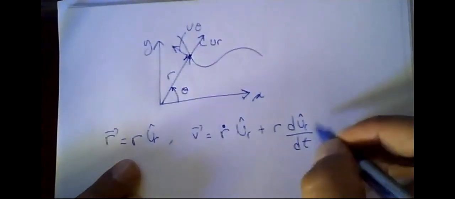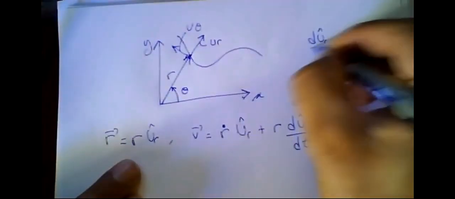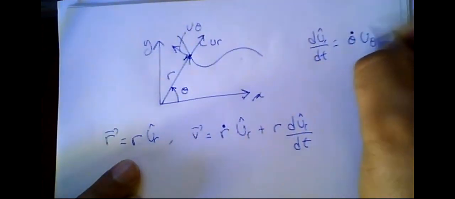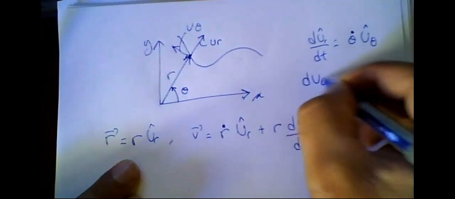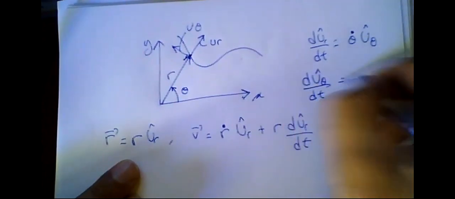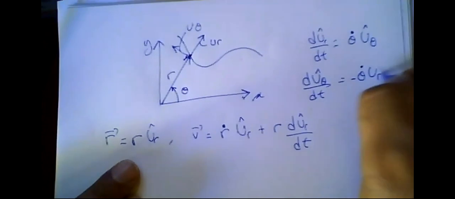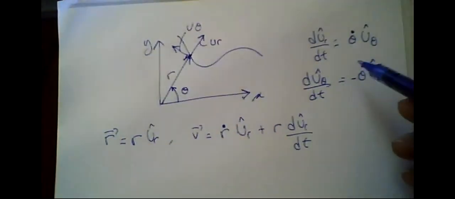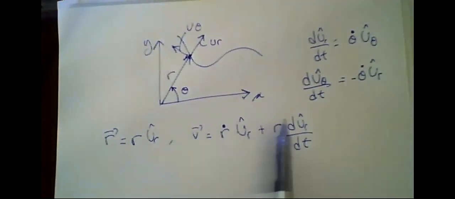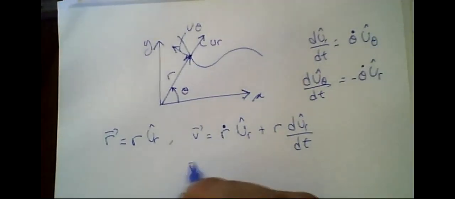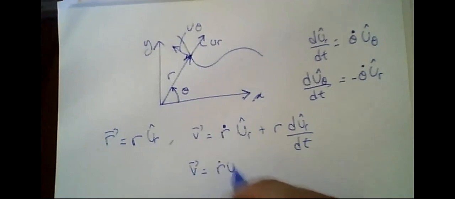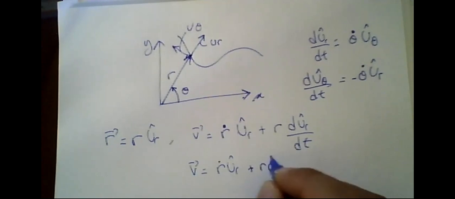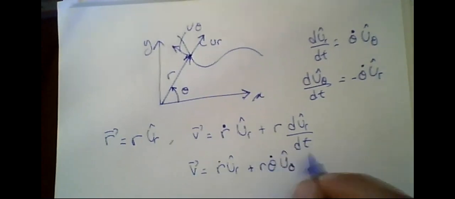Okay, and we said last time that dUR dt is going to be equal to theta prime times U theta, and we also said that dU theta dt is equal to minus theta prime UR. You should just know that. You don't need to know how they are obtained. If I continue this, what would my velocity be like? My velocity is going to be equal to R prime UR plus R theta prime U theta.